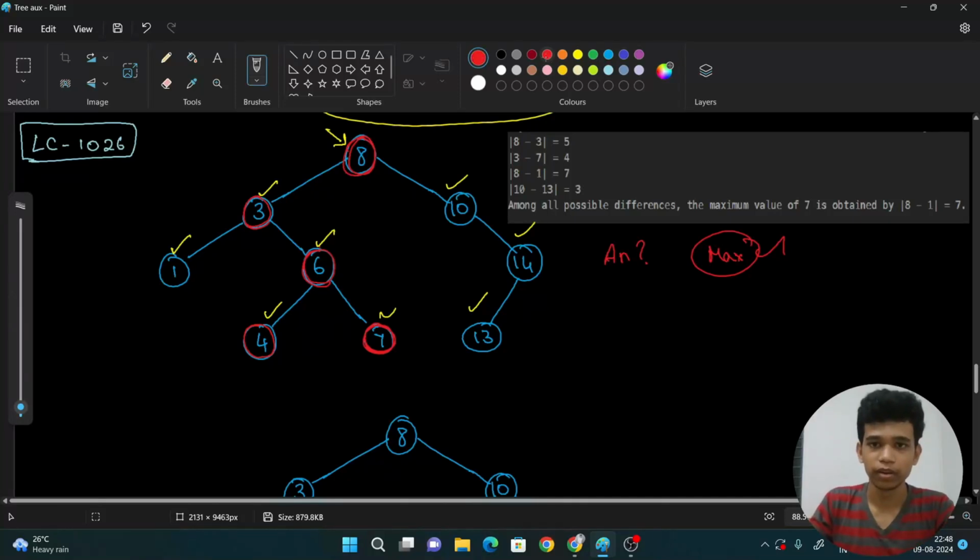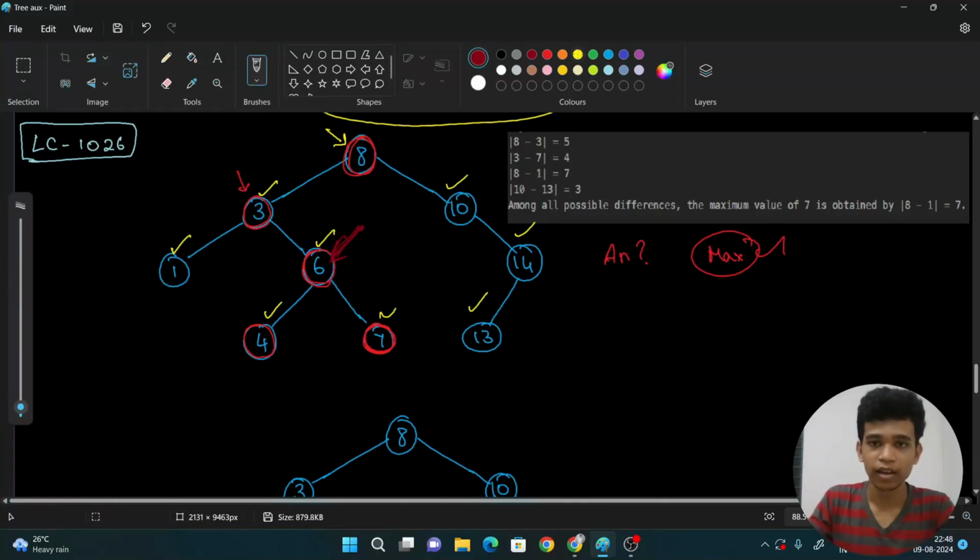Okay, now let us go to this 3. For this 3, I can say 1, 6, 4, 7. These are the pairing values, because this 3 is an ancestor of this 1, 6, 4, 7, right? So I want to take those absolute differences. Fine. Now, next, I want to go to this 6. The 6 is the ancestor of this 4 and 7, and I want to take the absolute difference between them.